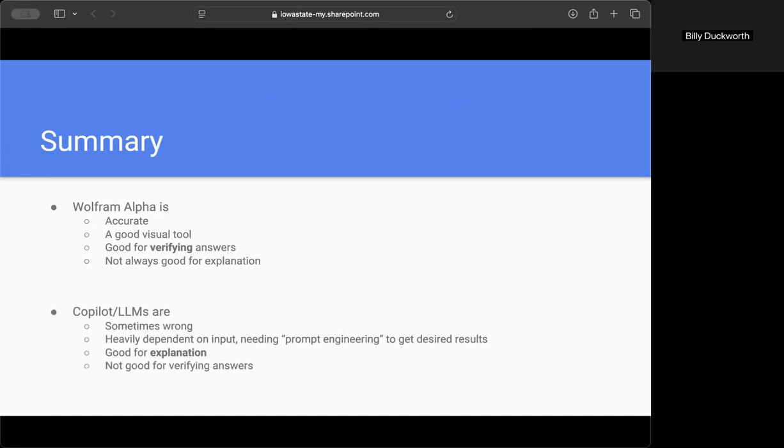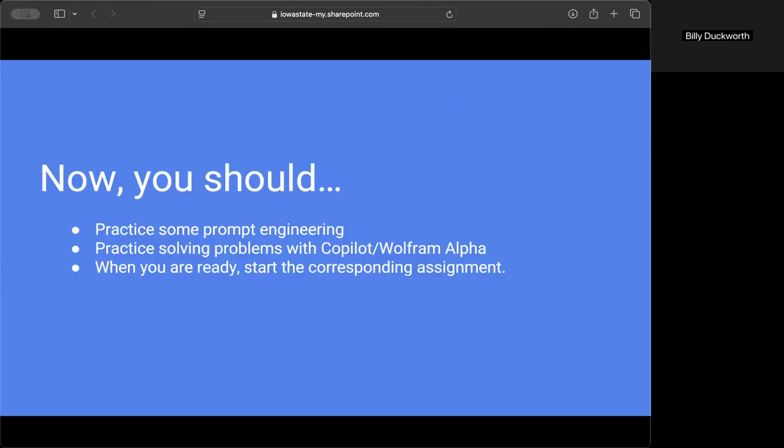And just another warning, it is terrible at verifying answers. So in our example today, it was able to do that problem, but it is very often the case that it will not actually do the problem quite right.